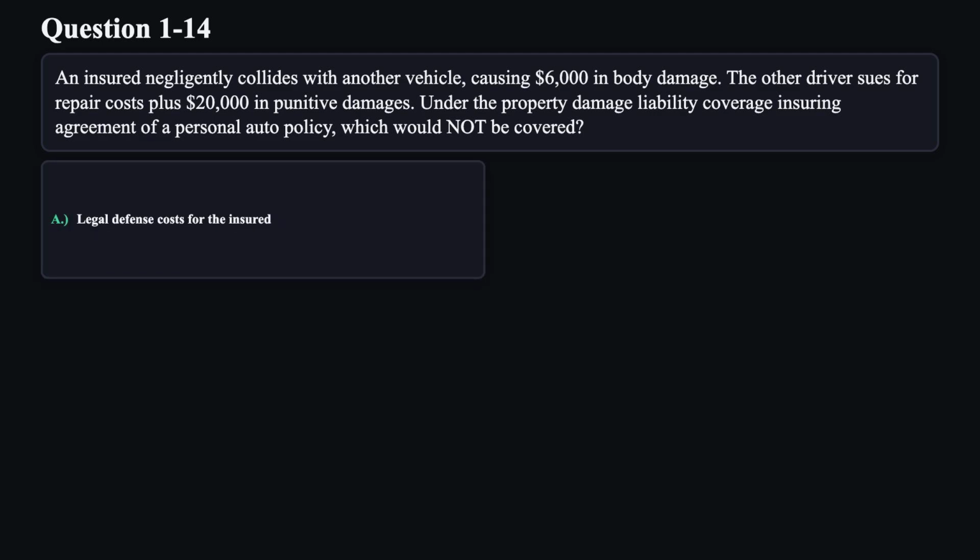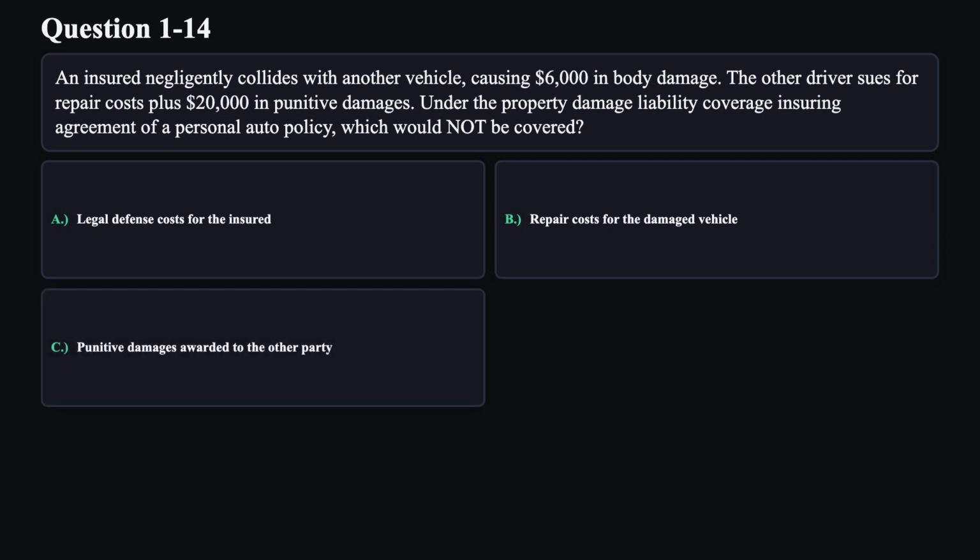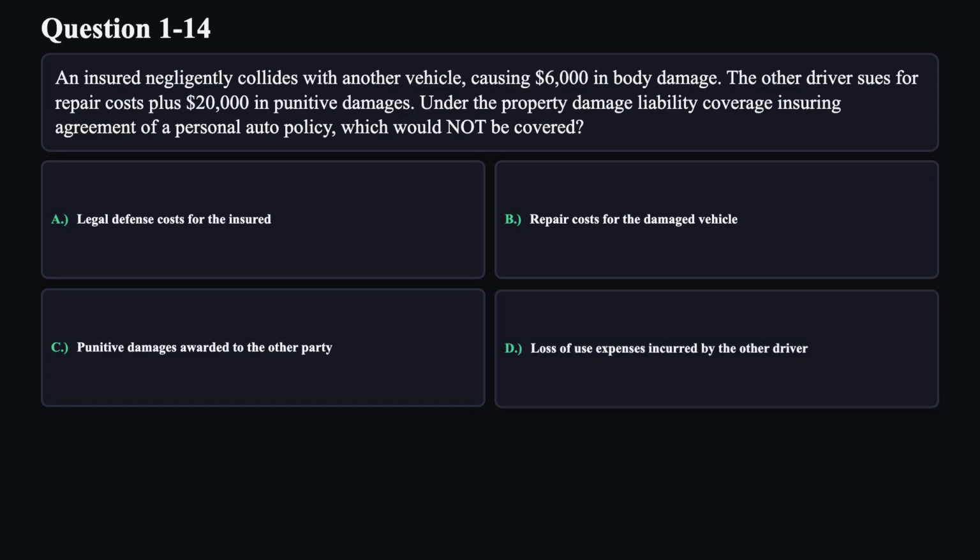A. Legal defense costs for the insured. B. Repair costs for the damaged vehicle. C. Punitive damages awarded to the other party. D. Loss of use expenses incurred by the other driver.